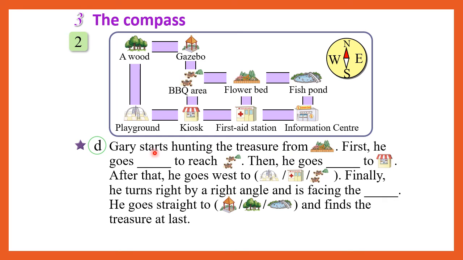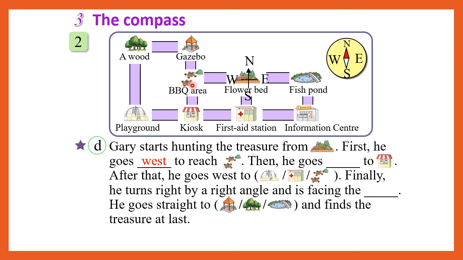So Gary starts hunting the treasure from the flower bed. First you have to draw the direction board on the flower bed, and see which direction he goes to reach the BBQ area. Gary is at the flower bed and he needs to go to the BBQ area. So he should go west to reach the BBQ area.